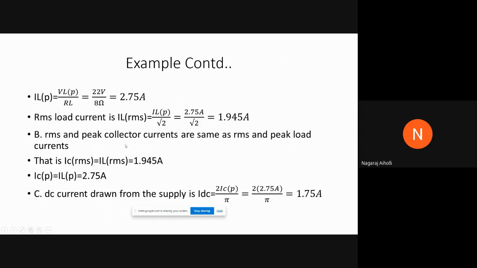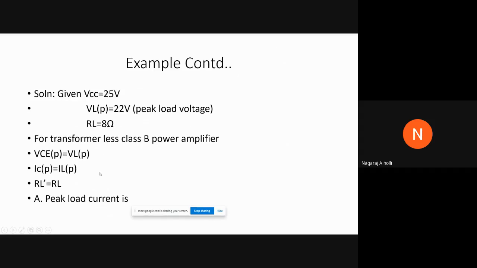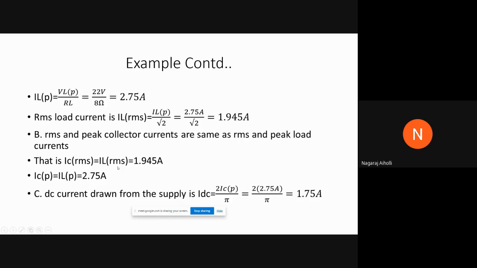Then RMS and peak collector currents are nothing but the same as RMS and peak load currents. The collector current is nothing but the load current. That's what we saw just now. You can see here IC peak is equal to IL peak, or IC RMS is equal to IL RMS. That is 1.945 ampere. And IC peak is equal to IL peak, that is 2.75 ampere. It is same as what we have got here. IL peak and IL RMS are the same as the collector peak current and the collector RMS current.